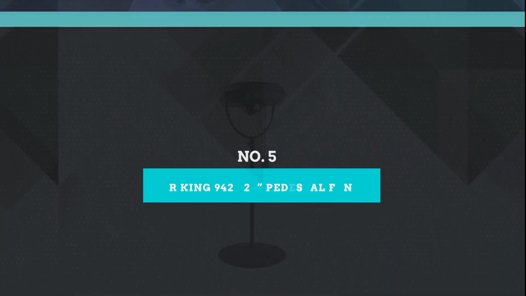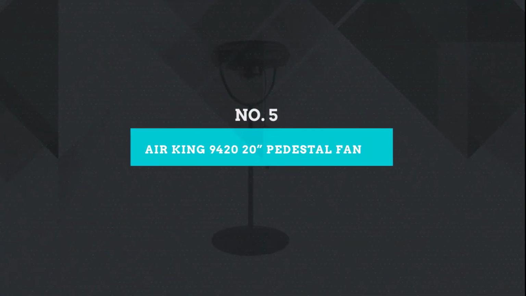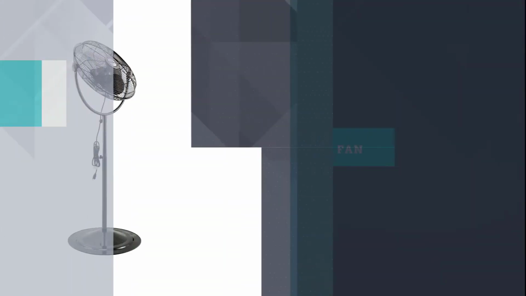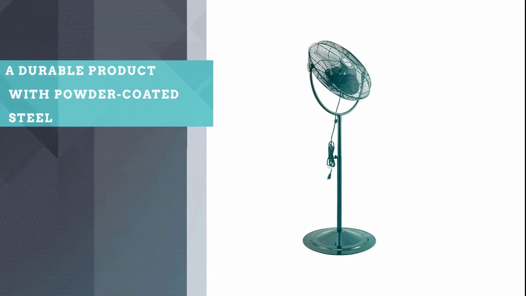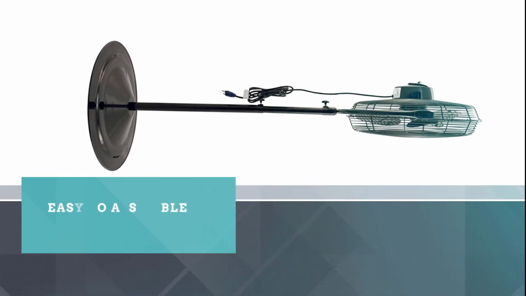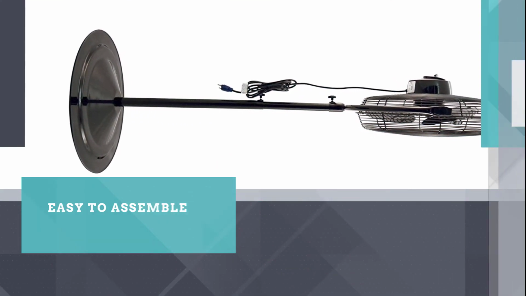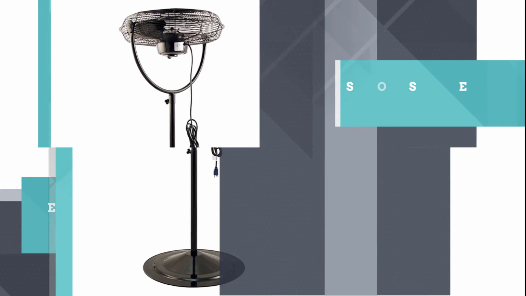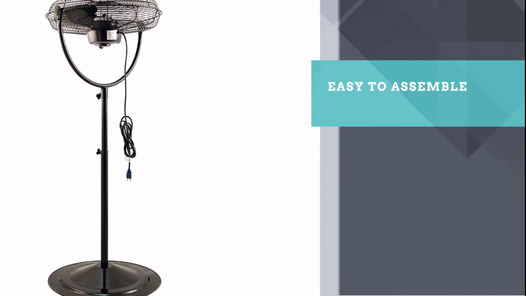Number 5. Air King 9420 20-inch Industrial Grade Pedestal Fan. For cooling a large living room or industrial space, this is the most suitable option amongst the other pedestal fans. It features a powerful lubricated motor of 1/6 of a horsepower with 20-inch blades. You can set this fan on three different speed levels of 2,940, 3,330, and 3,670 CFM.